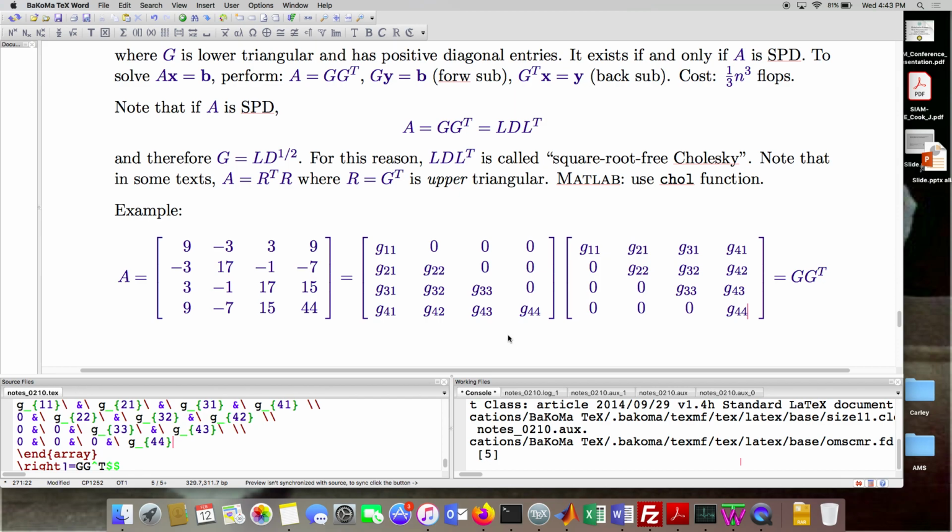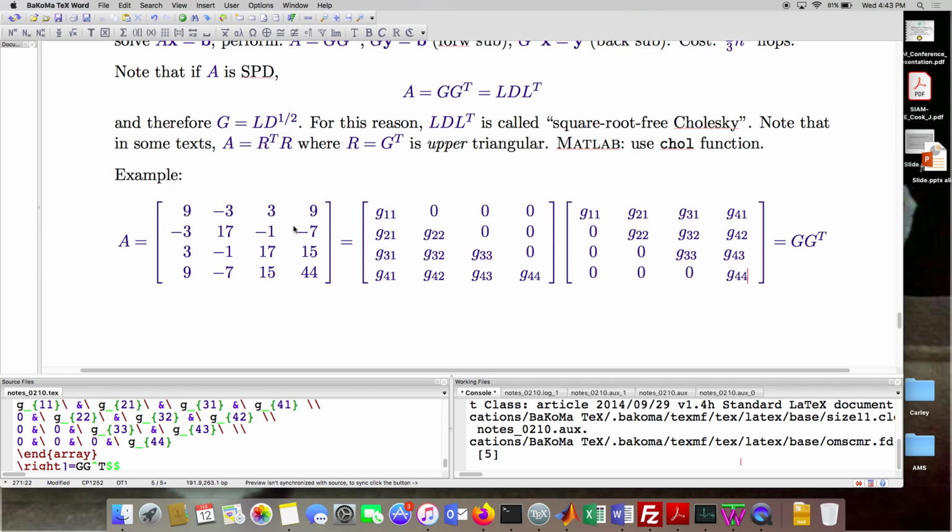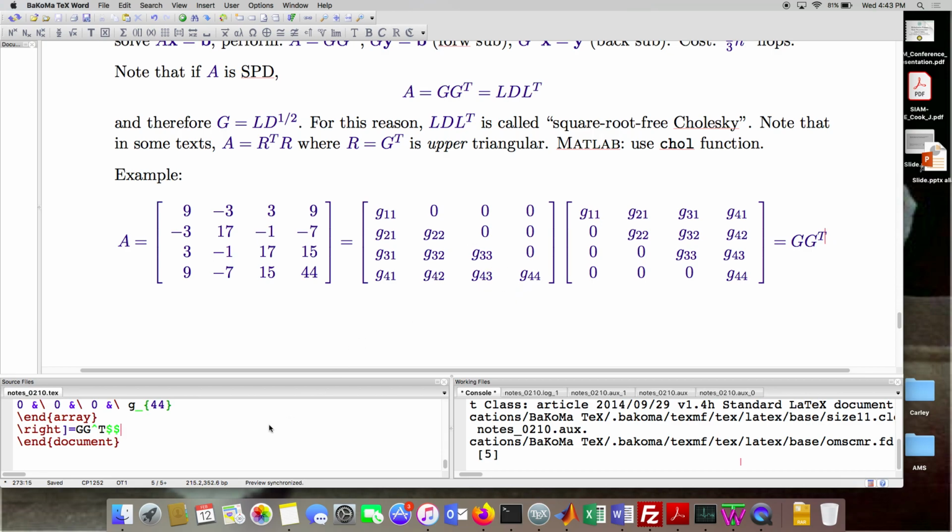Okay. So now what you can do is carry out this product of these matrices and equate them to the entries over here. And you can proceed through the lower triangle, starting from the first column, then moving to the second, and so on.